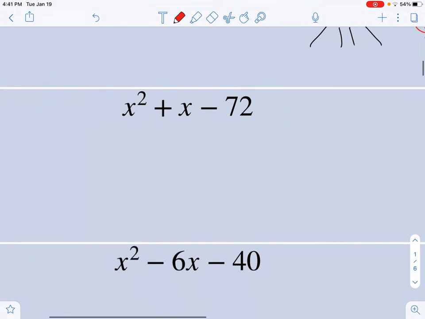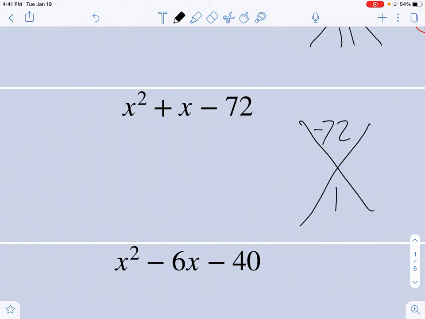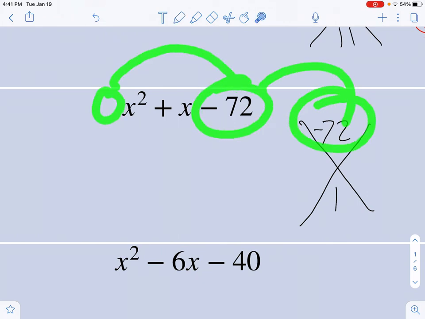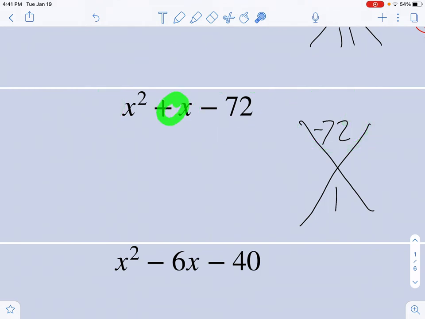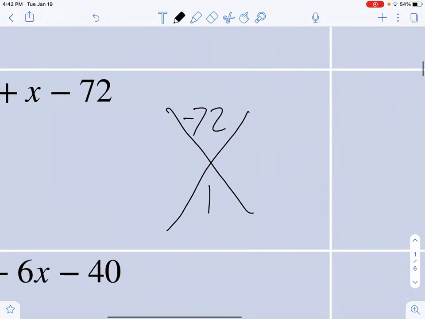Okay, let's keep practicing here. All right. We have a negative 72 on top. We have a positive 1 on the bottom. Again, negative 72, it was 1 times 72. And then this is 1x, not 0x, so it's a 1 down there. And I'm thinking, what would multiply to make 72? I need to make a negative 72. So that means one of my numbers needs to be positive, one of them needs to be negative.